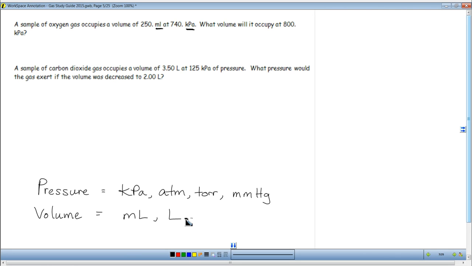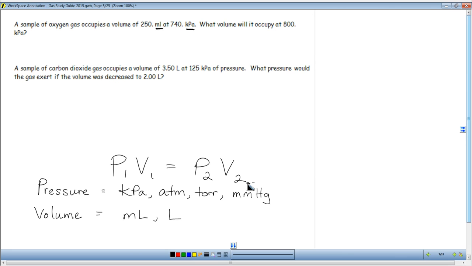So you look at your data, I see a volume unit and a pressure unit, and then I will give you P1 V1 equals P2 V2. You just have to recognize that, oh yeah, this is Boyle's law. I've got pressure data and volume data, boom. Now it's plug and chug.